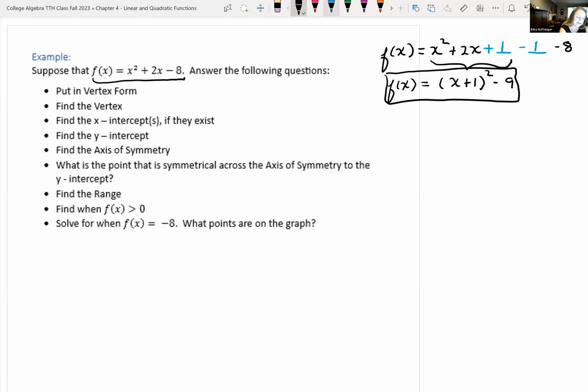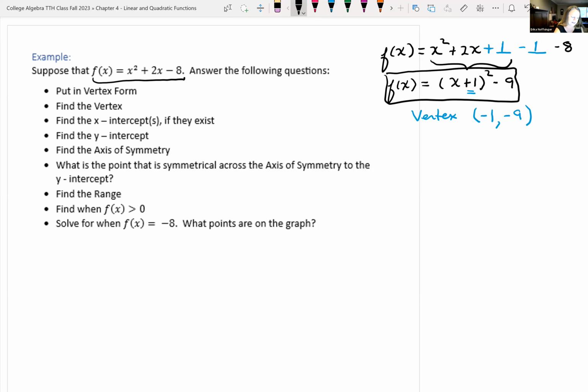Our vertex is H, K. So it's the opposite sign in here. I'm going left one when there's a plus 1 added in there, and I'm going down 9 from my vertex originally on just x squared. So my vertex for my new function is negative 1, negative 9. Knowing where the vertex is and knowing if our parabola is facing up or down, we can tell if we're going to have an x-intercept or not.